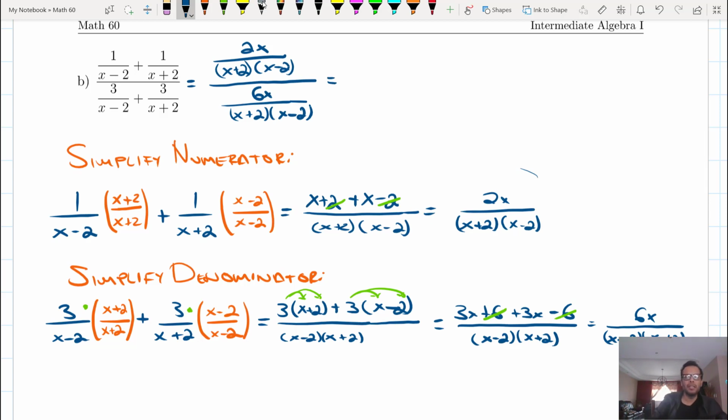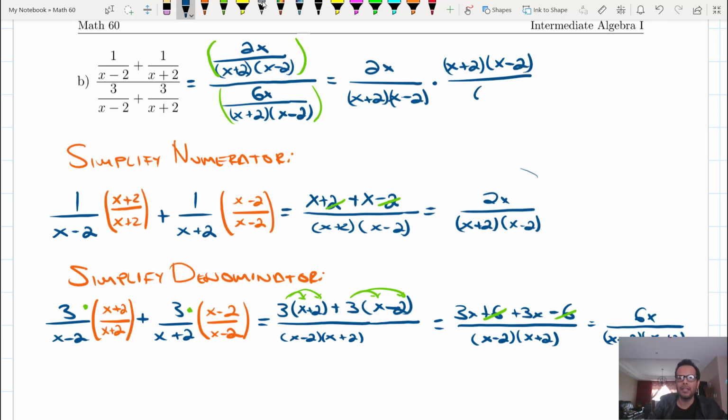Now let's simplify this quotient of fractions. Again, keep in mind that we can group this. So we keep the first fraction, the number in the numerator, which is 2x divided by x plus 2 times x minus 2. And we multiply by the reciprocal of 6x divided by x plus 2 times x minus 2, which in this case is x plus 2 times x minus 2 divided by 6x.